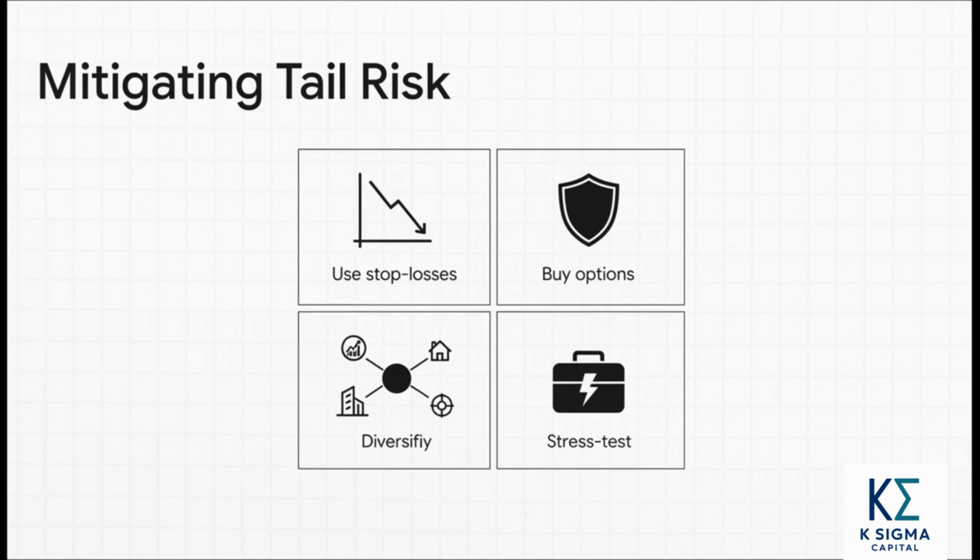So, once you know the risk is there, what do you do? Well, knowing is half the battle. You can start using strategies to manage it. Things like stop losses to protect your downside, buying options as a hedge, diversifying into things that don't all move together, and really stress testing your portfolio against those black swan events. These are all ways to prepare for the tail risks that kurtosis helps you see.